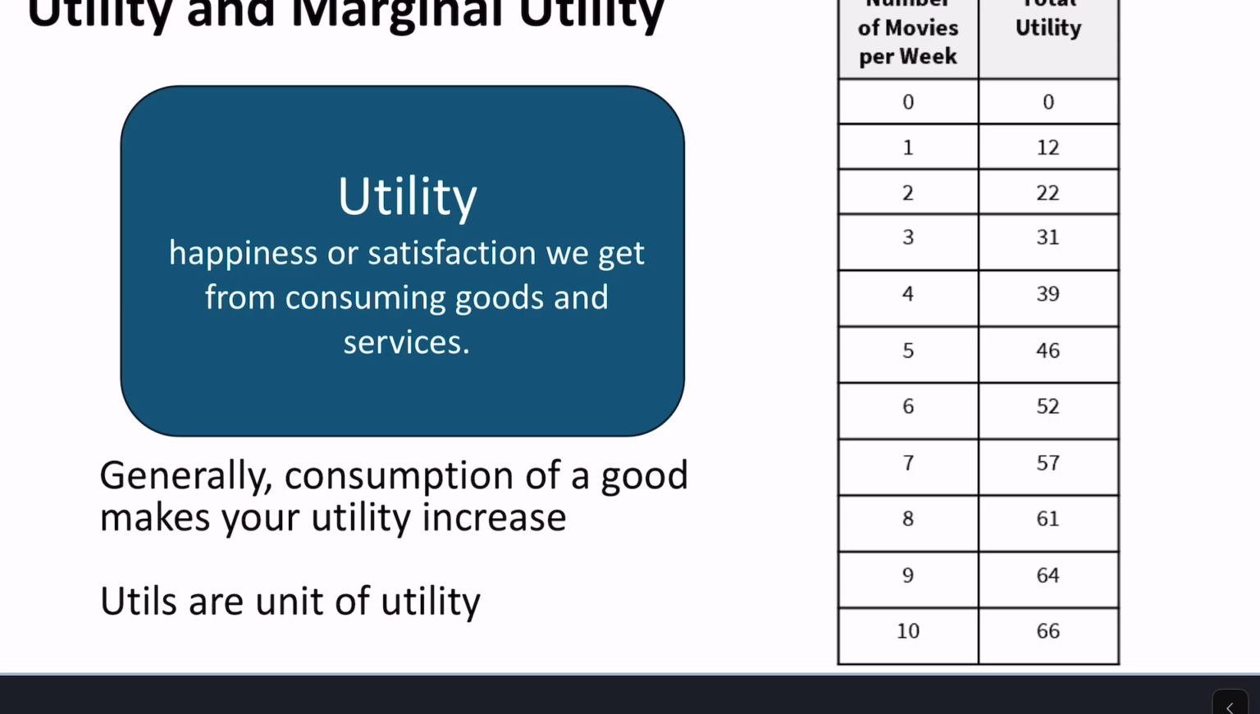What we have over here is the number of movies you consume a week, and then your total utility associated with that amount of consumption. If you consume 0 movies, you have 0 utility. If you have 1 movie, you get 12 units of utility. If you watch 2 movies, you get 22, 3 movies, 31, and so on down the line as you consume more and more movies per week. The units of utility are called utils. So we would read this: if I watch 1 movie per week, I will get 12 utils from watching that 1 movie. If I watch 2 movies per week, I will get in total 22 utils from watching both those movies together as a whole.